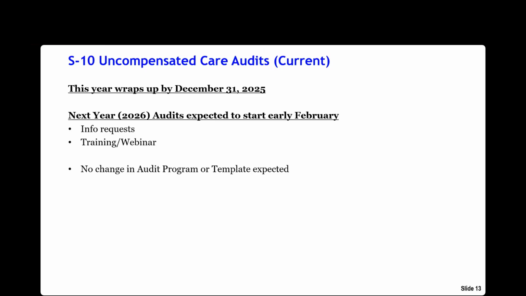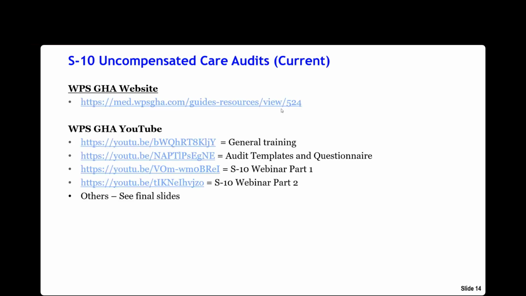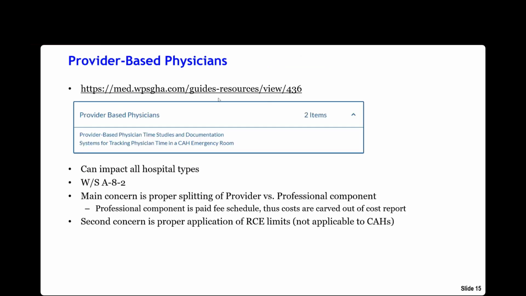But for that reason, if you are amending for DISH and you didn't have DISH before, we certainly recommend doing that as soon as possible so the audit process can start and the data will be used properly. We said we're expecting to start the next year's audits early February. And again, no change is expected from CMS for the program or template. Just a little bit of information on some of the resources we have for S10, and we'll have the next training in February that we'll put out there as well. So that's S10, just a little introduction to that.